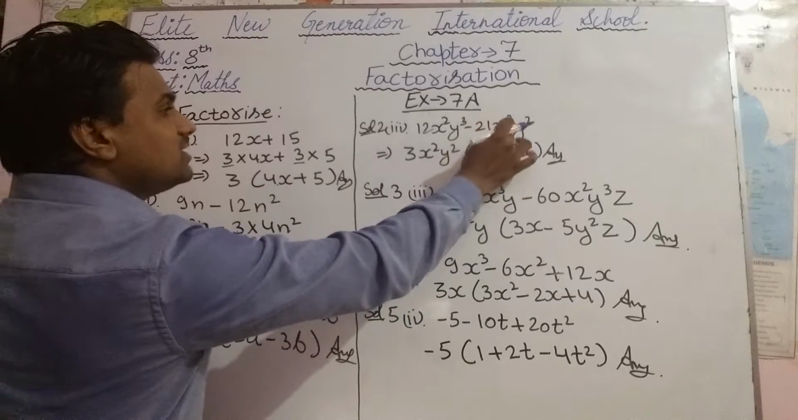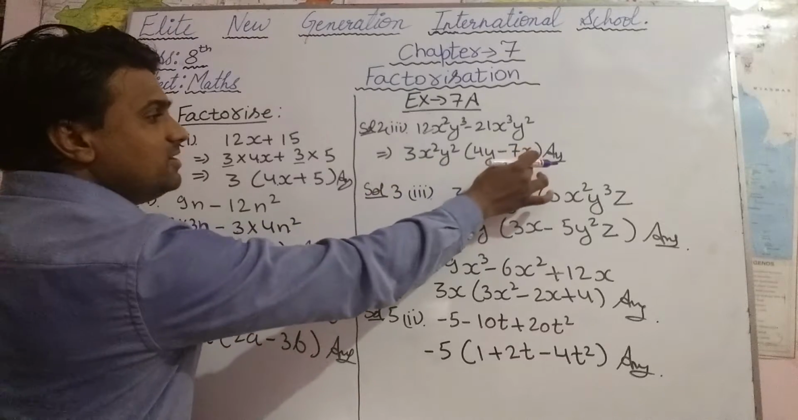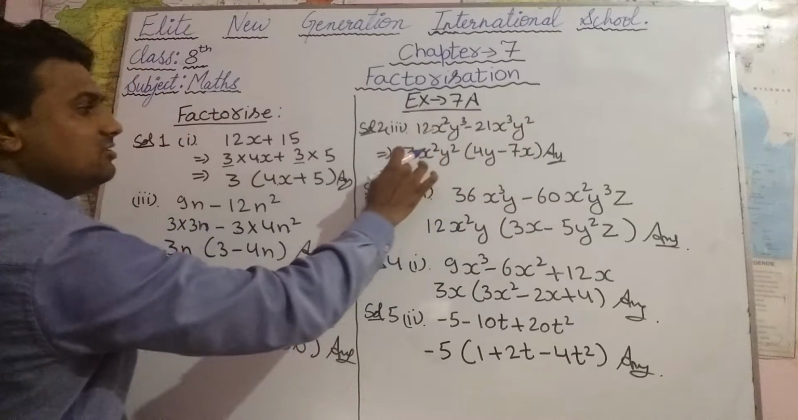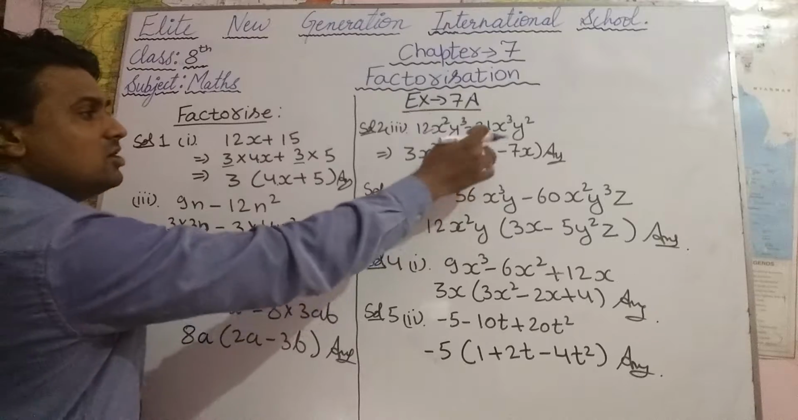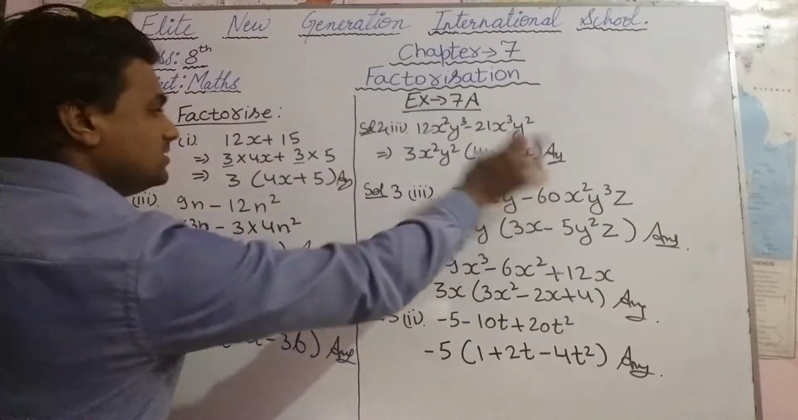Now 21x cube y square will also be divided by 3x square y square. So it will be 7x, or we can take 3x square y square common. So in bracket it will be 4y minus 7x. So this will be the answer.